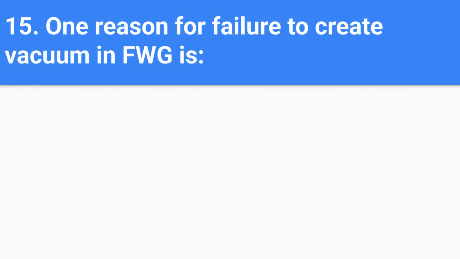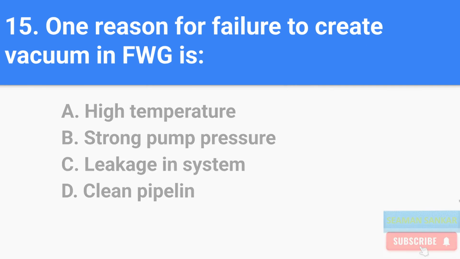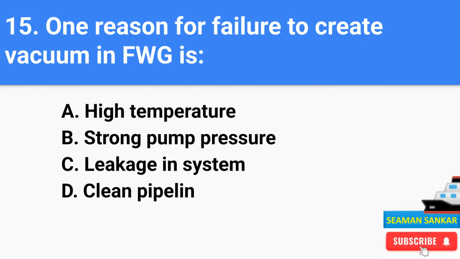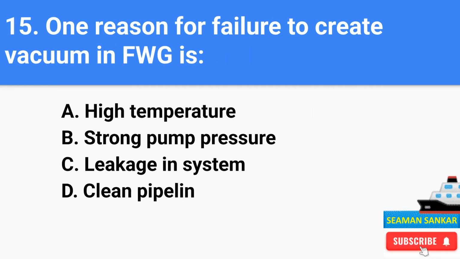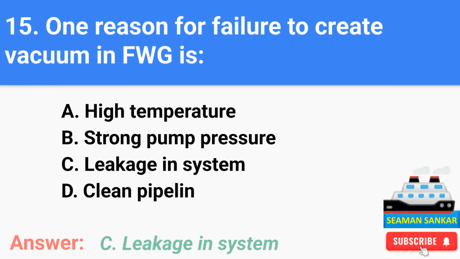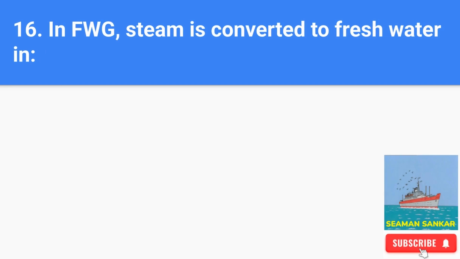Question 15. One reason for failure to create vacuum in the freshwater generator is A. High temperature, B. Strong pump pressure, C. Leakage in system, or D. Clean pipeline. The correct answer for failure to create vacuum in FWG is C. Leakage in system.